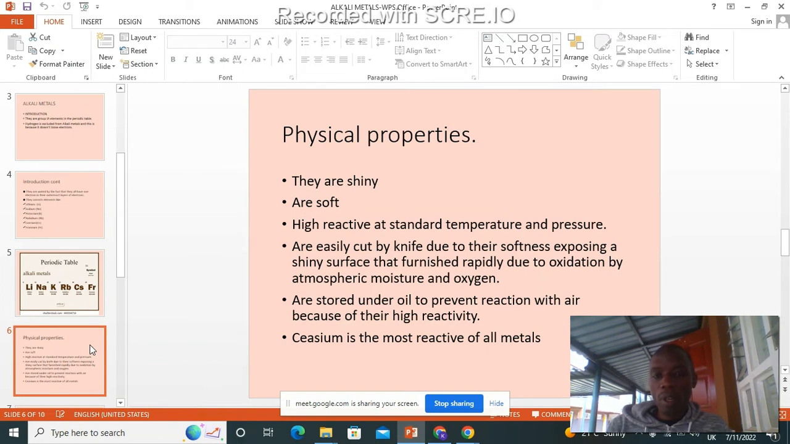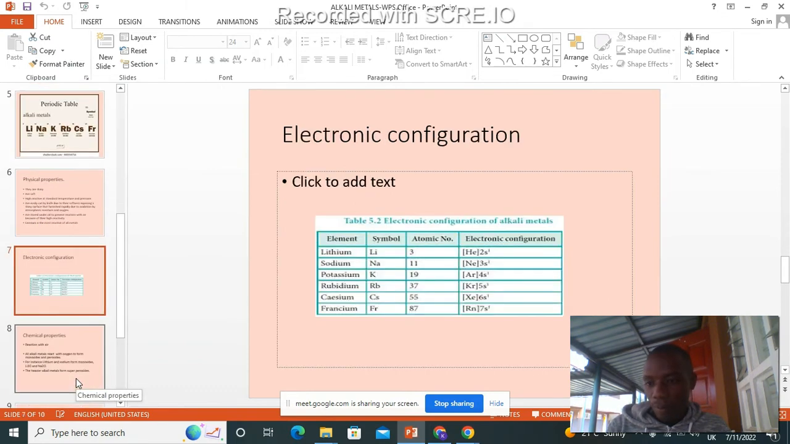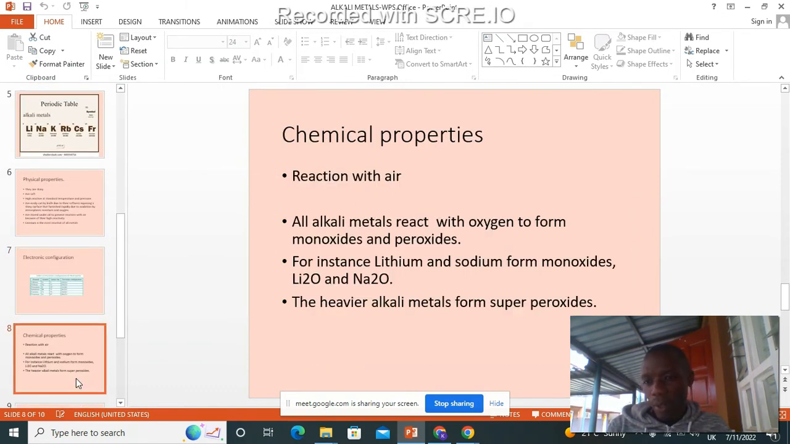Due to that, we can say that they are stored under oil to prevent the reaction, since when they react with air, they are very reactive. So they are stored under oil to prevent the reaction of these metals with air. And also we can say that cesium is the most reactive of all these elements. Now in the next slide, we are going to see their chemical properties.